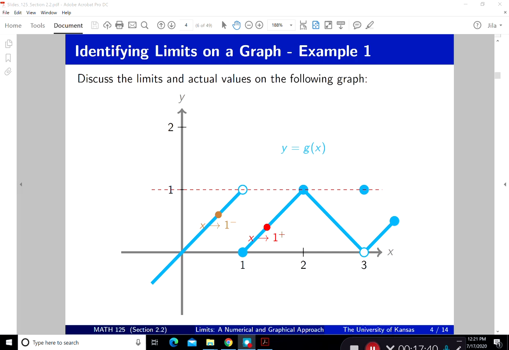Identifying limit on a graph, example 1. So we would like to discuss the limit and actual value on the following graph. Observe that we again use this x value, and the point with x value that is approaching from the left side to 1 and then another point with x value that is approaching from the right side to 1. So let's see what happens.